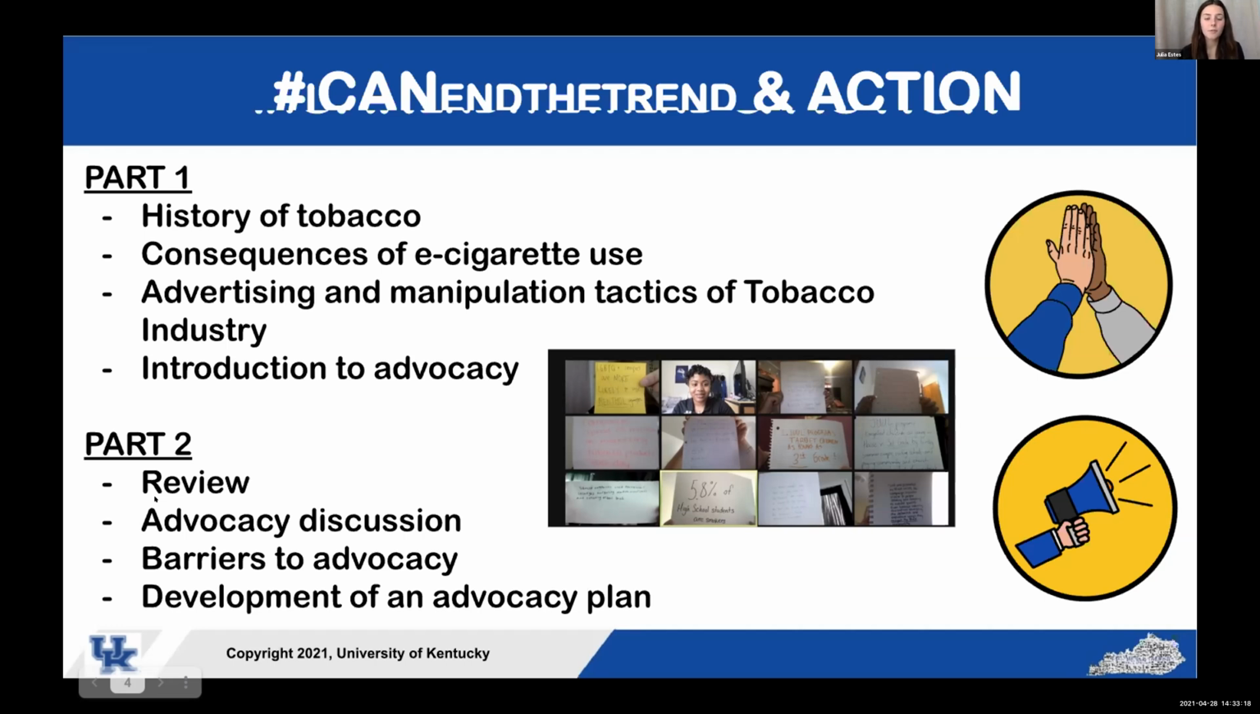Part two consisted of reviewing that tobacco education from lesson one, discussing why these youth want to be advocates and the barriers that can come with advocacy. And we also included interactive advocacy activities and again, discussion activities and Kahoots.